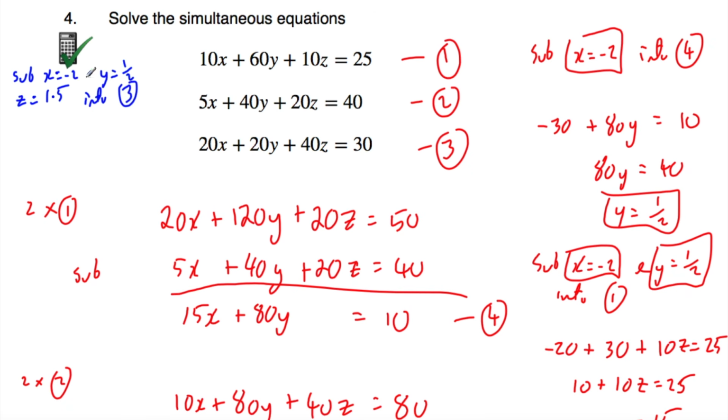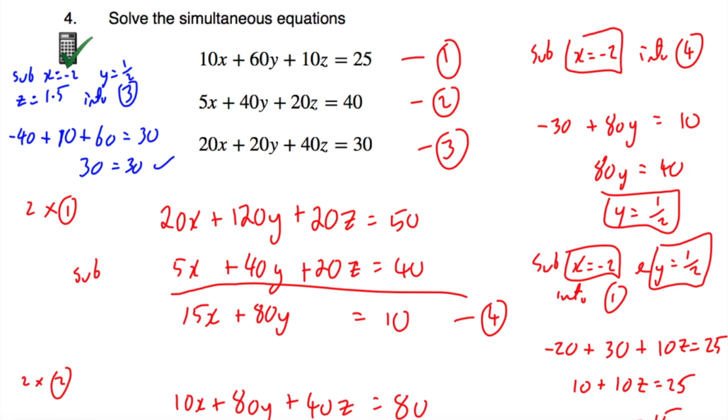So 20x, that's 20 times minus 2, that's minus 40. And then we've got plus 20 times y, that's 20 times a half, that's equal to 10. And then plus 40 times 1.5, that's equal to 60. And is that equal to 30? Let's find out. Minus 40 plus 10 is equal to minus 30, plus 60 is equal to 30. So you get 30 equals 30. And that's it, so that's right.